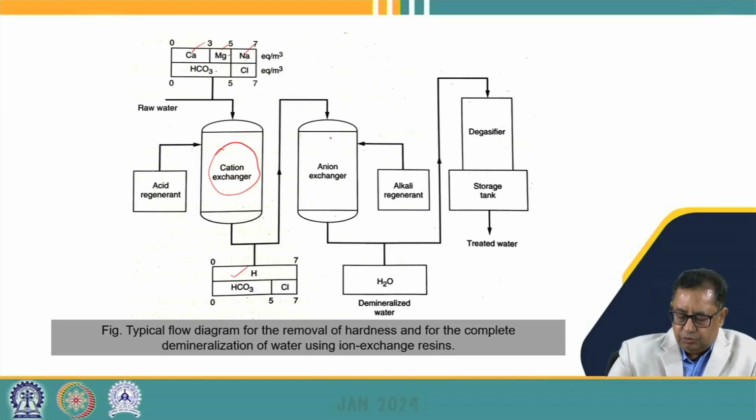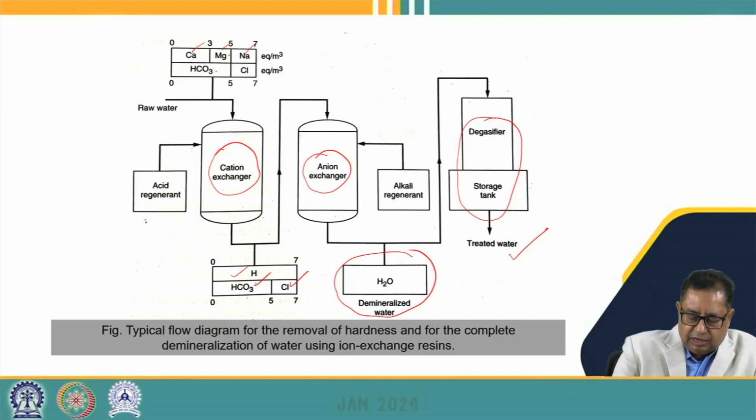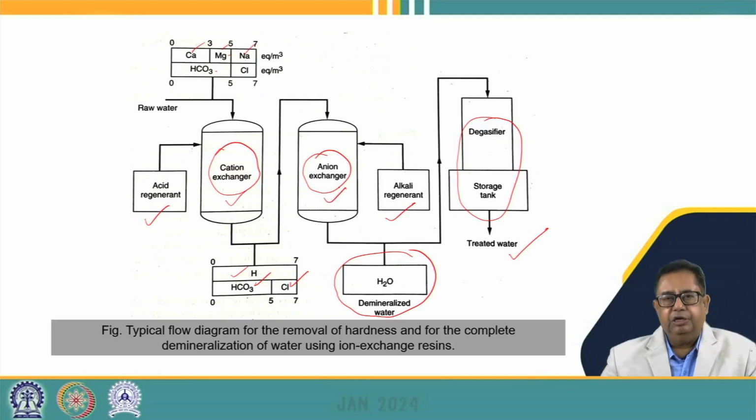Right? After this, we take it to an anion exchanger where whatever anions are present, that is bicarbonates and chloride, are exchanged by OH minus ions. So what we get here is a product which is called demineralized water, that is pure H2O. Then we can take it to a degasifier and a storage tank where we can store this treated water, and it can be used for various purposes where we need highly pure, demineralized water. The acid regenerant can be used to regenerate the cation exchanger, and the alkali regenerant can be used for regenerating the anion exchanger.